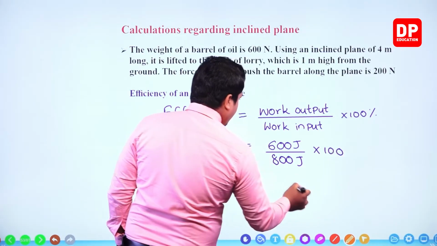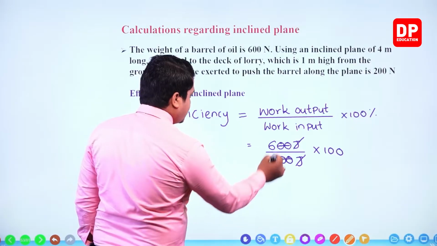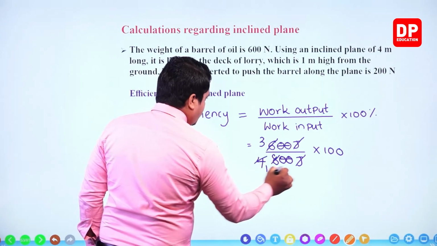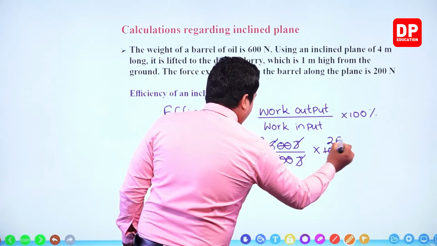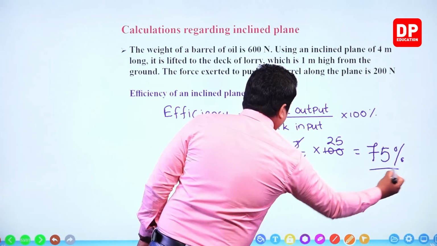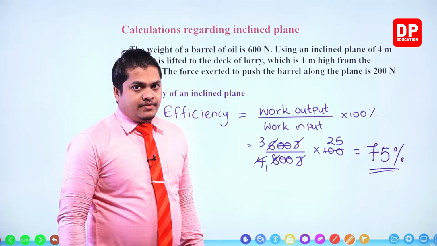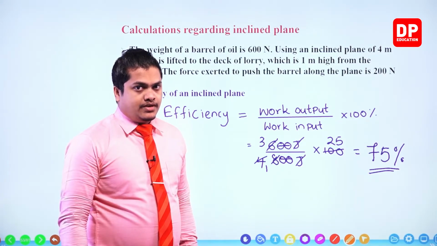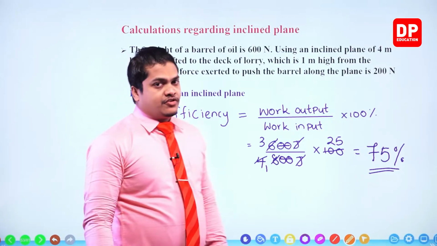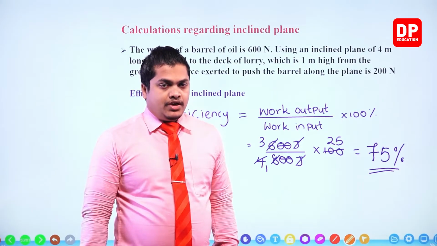Multiplication 100. Joules to joules is getting cancelled. 2 zeros to 2 zeros is getting cancelled. Here 3, here 4, 4 times 1, here 25. Once again, you can get the answer as what? 75%. The same answer is coming here also, right? The efficiency. So efficiency can be calculated according to these two ways, my dear children. Okay, right then.